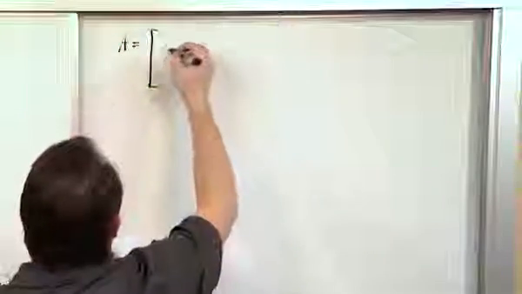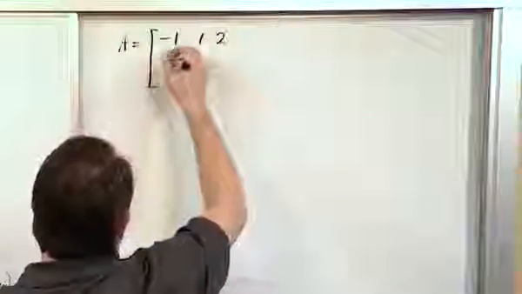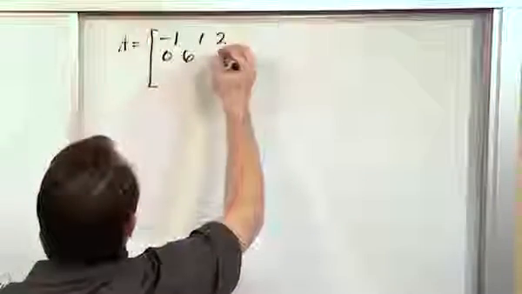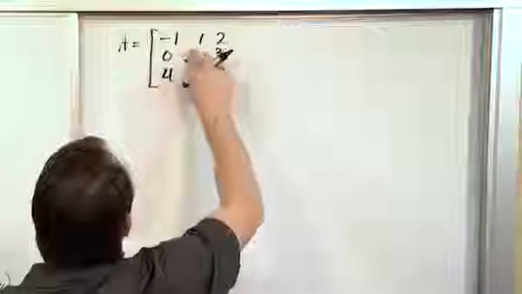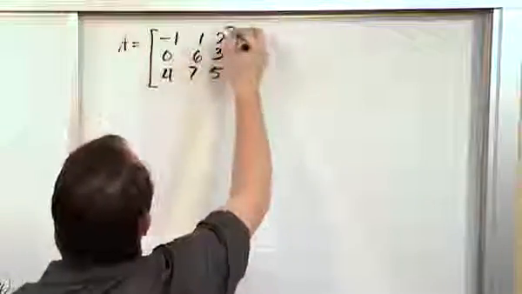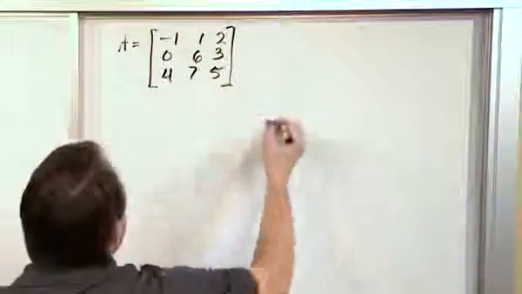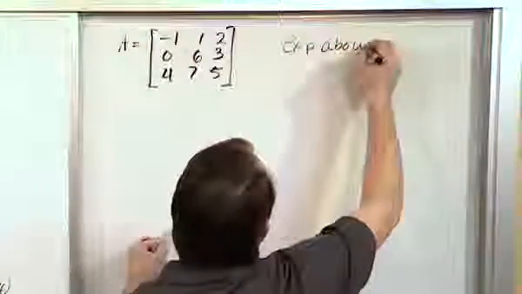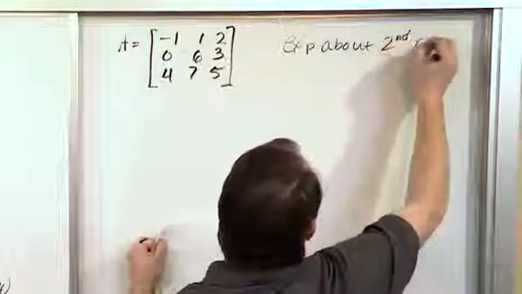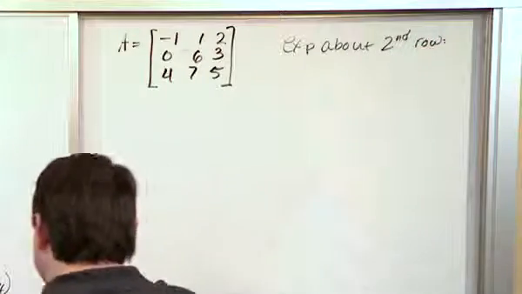So the same matrix, we're not going to change anything. Negative 1, 1, 2, 0, 6, 3, 4, 7, 5. Let me move the 6 over so nobody gets confused. That's the matrix. Now we want to expand about the second row. In other words, find the determinant by looking at the second row.